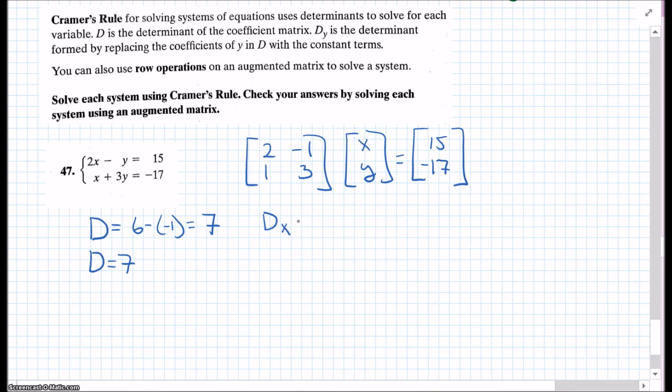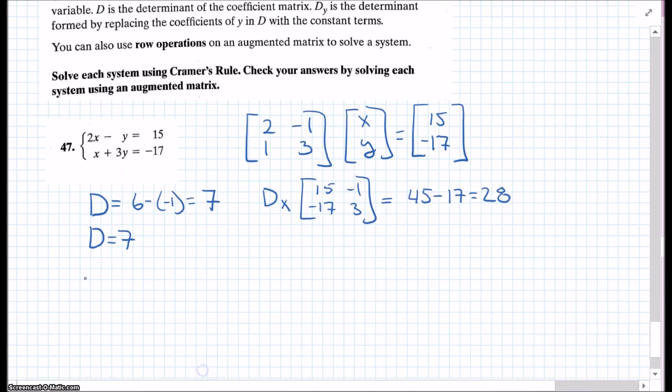My D sub x is going to be the determinant where we use the constant matrix and replace the x values with it. So it's going to be 15, negative 17, negative 1, 3. So we have to find the determinant of that. Well, 3 times 15 is 45 minus negative 17 times negative 1, so it's going to be minus 17. So my D sub x is 28.